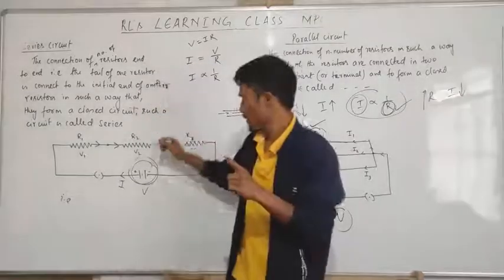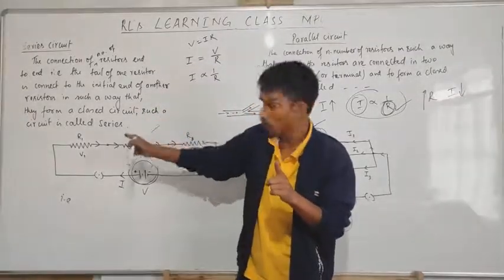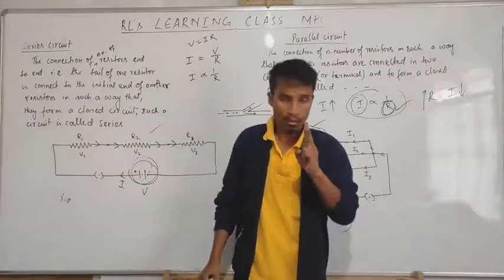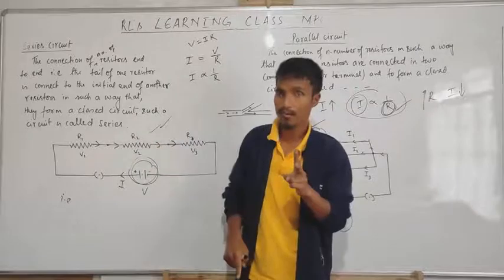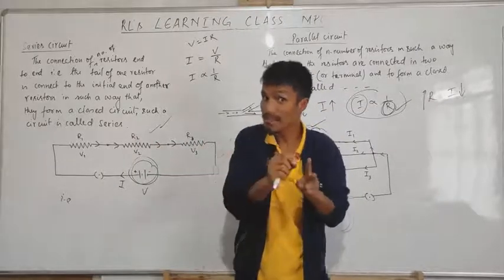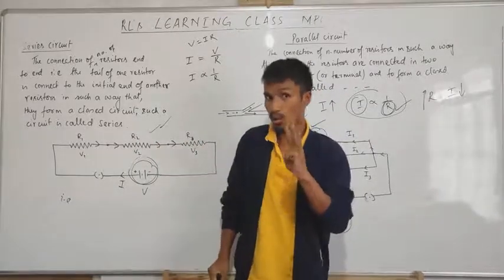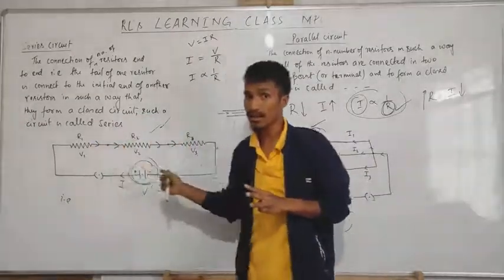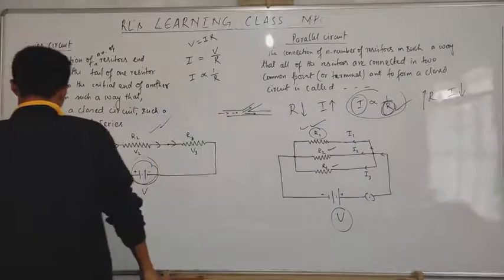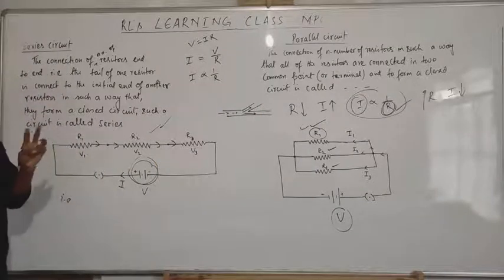Okay, one point, current will be the same throughout the resistors. Voltage is dropped in each resistor. Remember that, dropped in each resistor, and then the total resistance here is very, very large. Those are the 3 points.